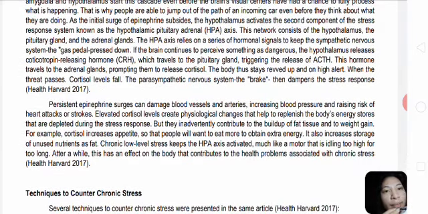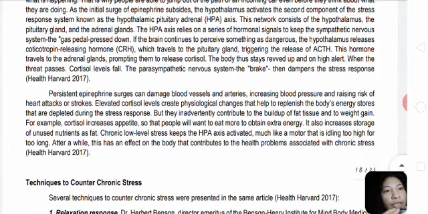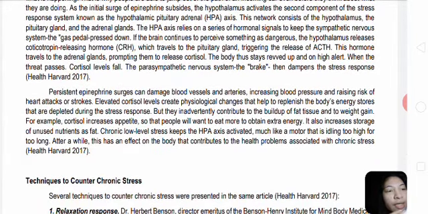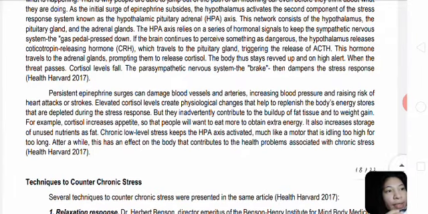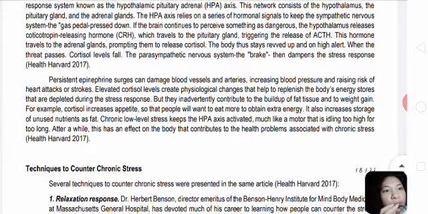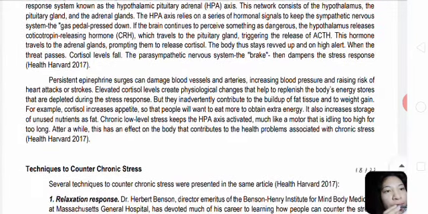Persistent epinephrine surges can damage blood vessels and arteries, increasing blood pressure and raising the risk of heart attack or stroke. Elevated cortisol levels create physiological changes that help to replenish the body's energy stores that are depleted during the stress response. But they also inadvertently contribute to the build-up of fat tissue and to weight gain.